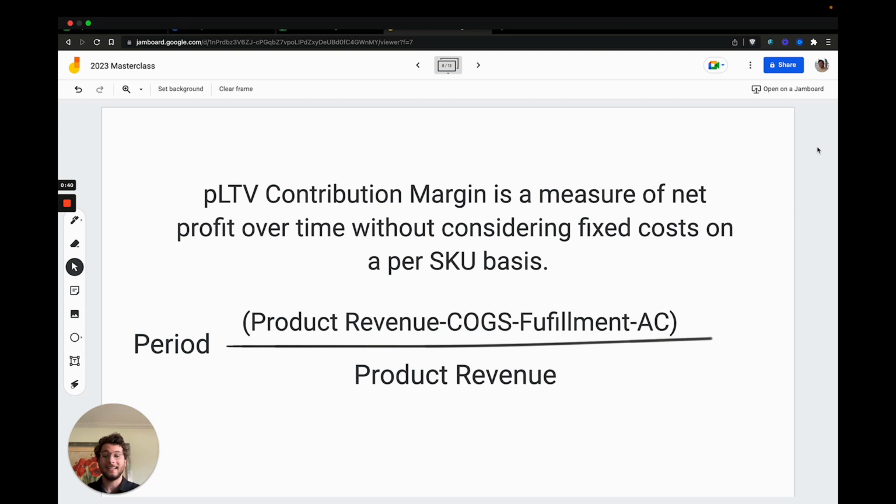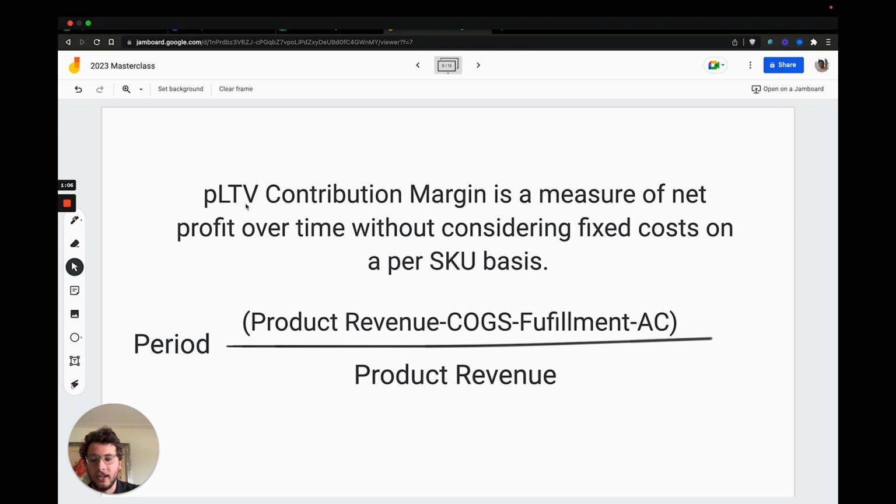So we're breaking it down on a per product basis, and of course, you can do a blend where you take all your products and look at your LTV contribution margin across all of them. But the best is actually on a per product basis, because different products have different COGS, and different LTVs and customer values over different time periods, so it's better to look at it on a per product basis, okay? And really what the P is, is period.